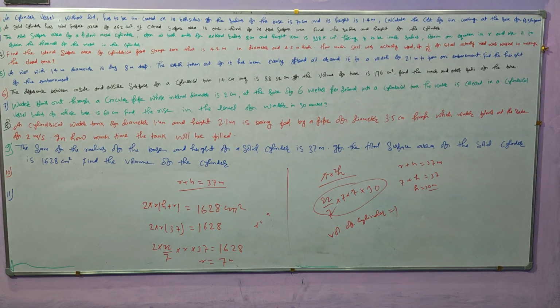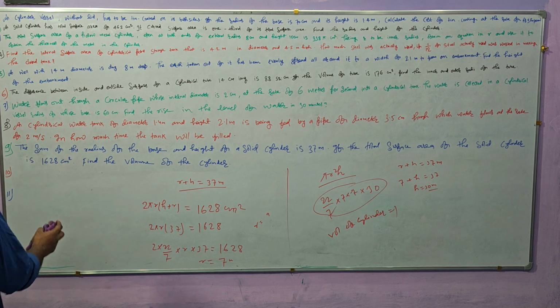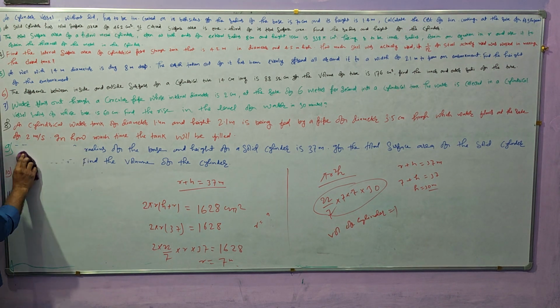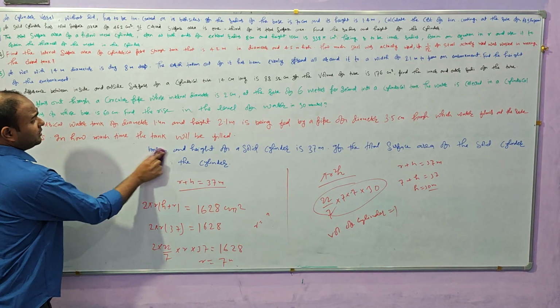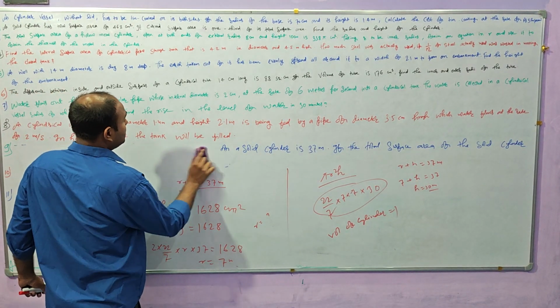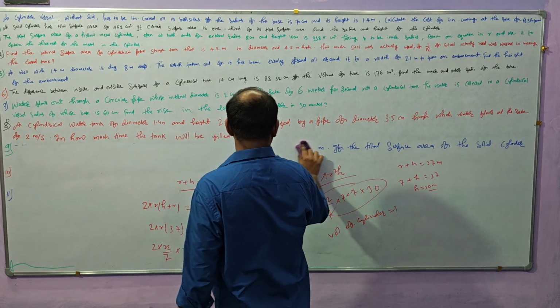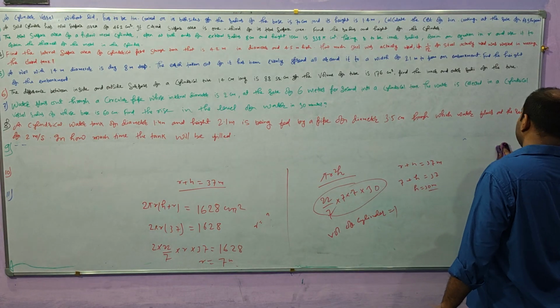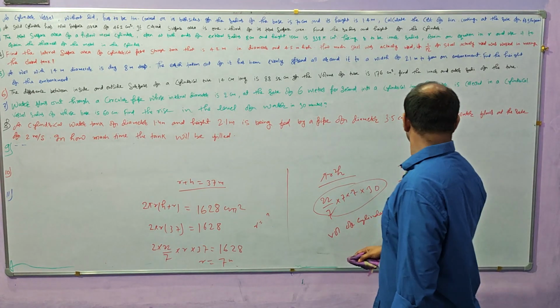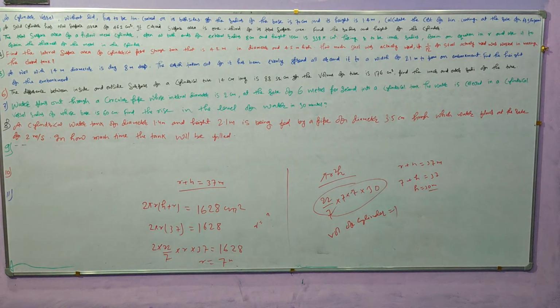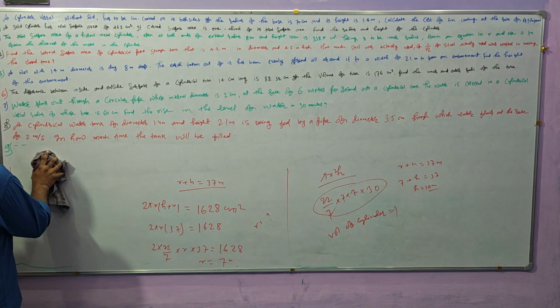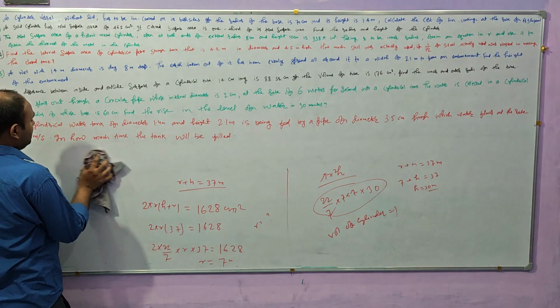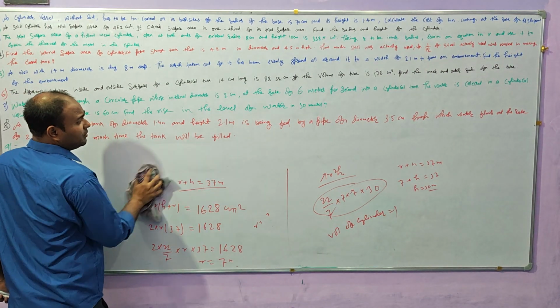In another question, a cylindrical water tank of diameter 1.4 meter is being fed by a pipe of diameter 3.5 centimeter, through which water flows at the rate of 2 meter per second. In how much time will the tank be filled?